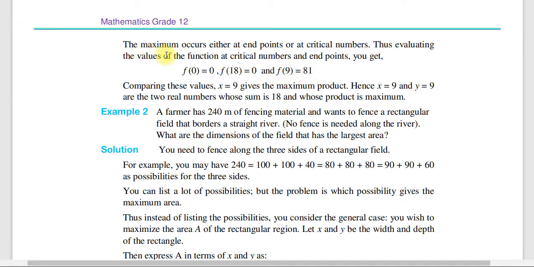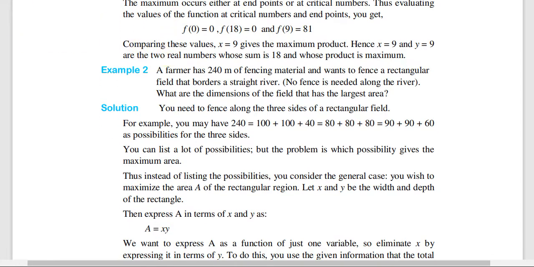እንግዲህ differentiation ሌላው ደግሞ፣ a farmer has 240 meters of fencing material and wants to fence a rectangular field that borders a straight river. No fence is needed along the river. What are the dimensions of the field that has the largest area?